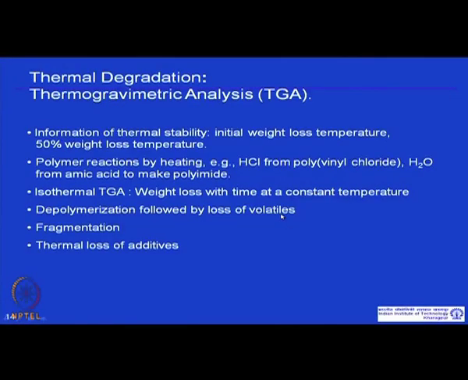And at higher temperature, polymers sometimes depolymerize, which might lead to volatile monomers, so we can get some idea from TGA. We can also detect if fragmentation happens during heating, or, as we have seen, sometimes additives are used during polymer formulation. So, if there is thermal loss of those additives on heating, that can also be found out.